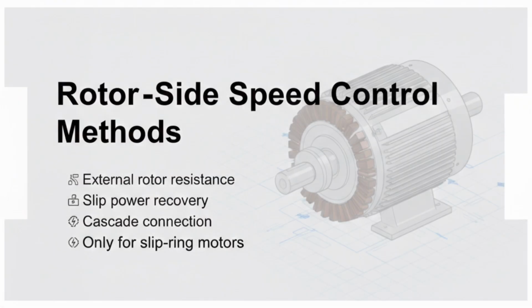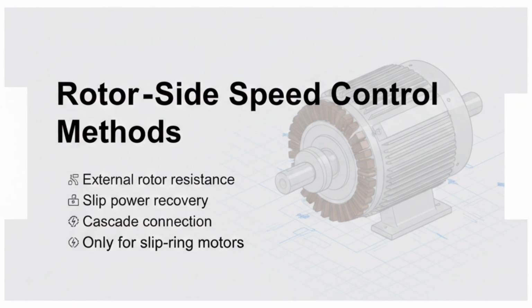Rotor-side control methods are mainly applicable to slip ring induction motors. By adding external resistance in the rotor circuit, slip can be increased and speed reduced, but this method wastes power in resistors and is not efficient for continuous operation. Slip power recovery systems capture the slip power and feed it back to the supply, improving efficiency. Cascade connection is another classical method where two motors are mechanically or electrically coupled to obtain different speeds.